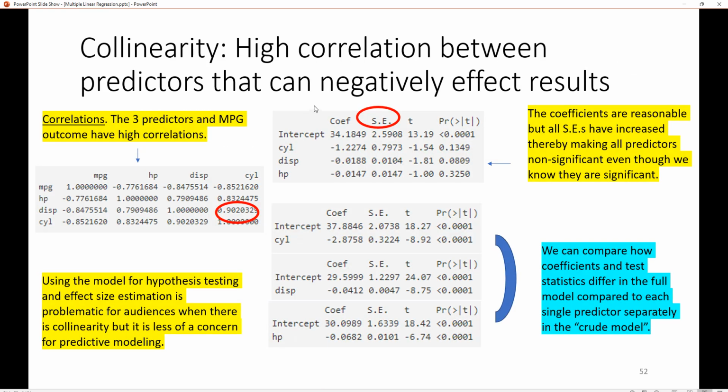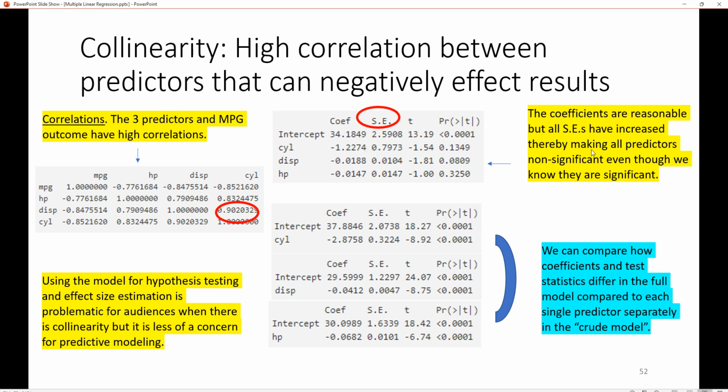Another issue is collinearity. High correlations between predictors can negatively affect results. For the predictors of horsepower, engine displacement, and the number of cylinders, we see that there is a high correlation between engine displacement and cylinders. It's 0.90, a very high correlation. And what we see is that the coefficients are reasonable. When there's collinearity, you can get coefficients that make no sense because they're so high or so low.